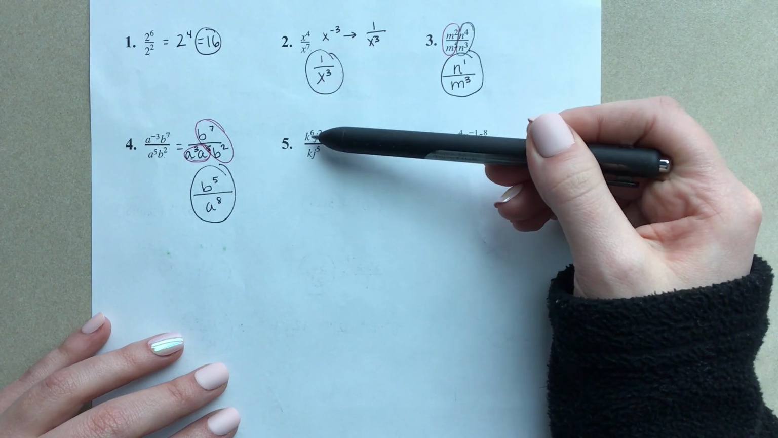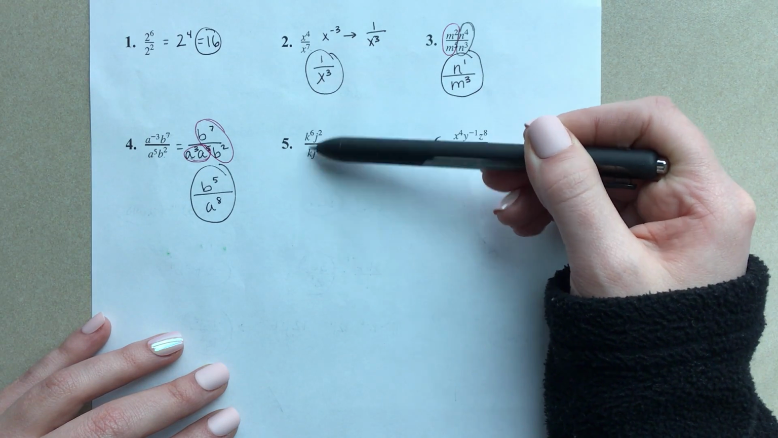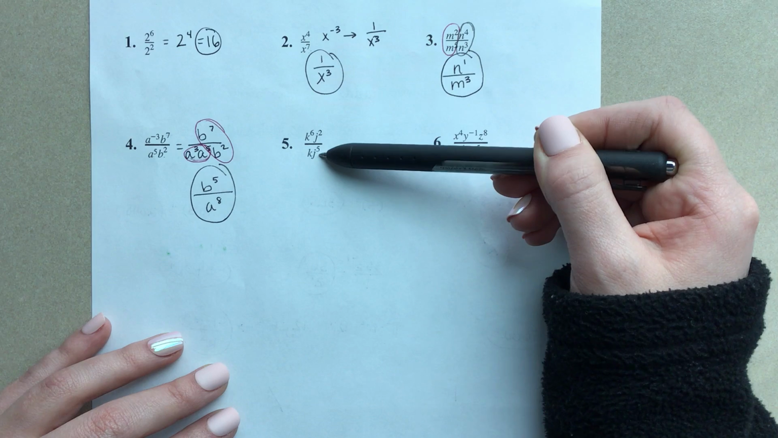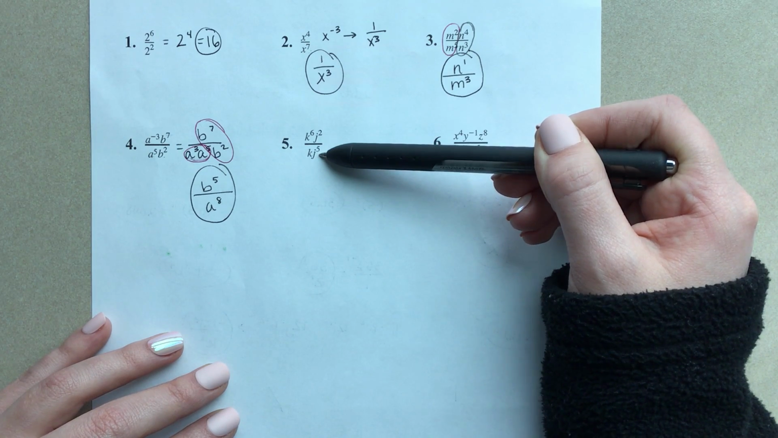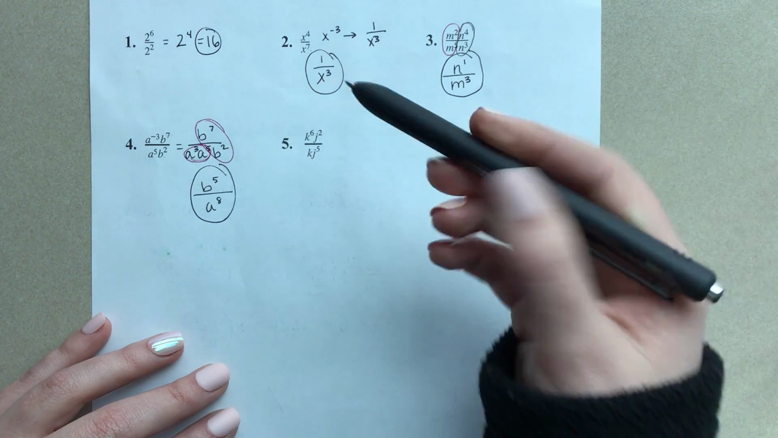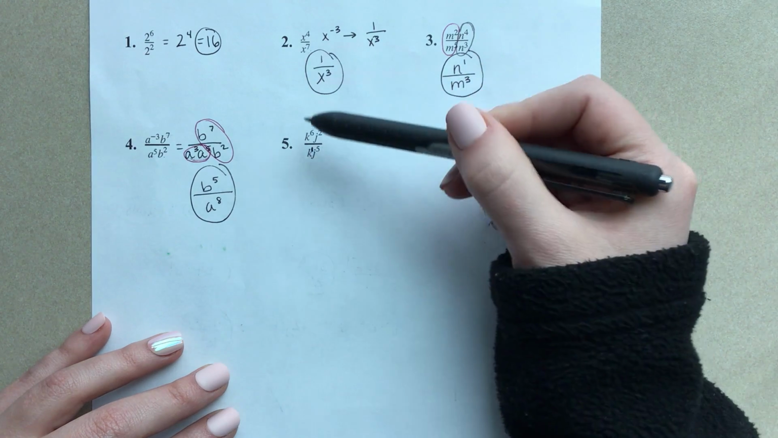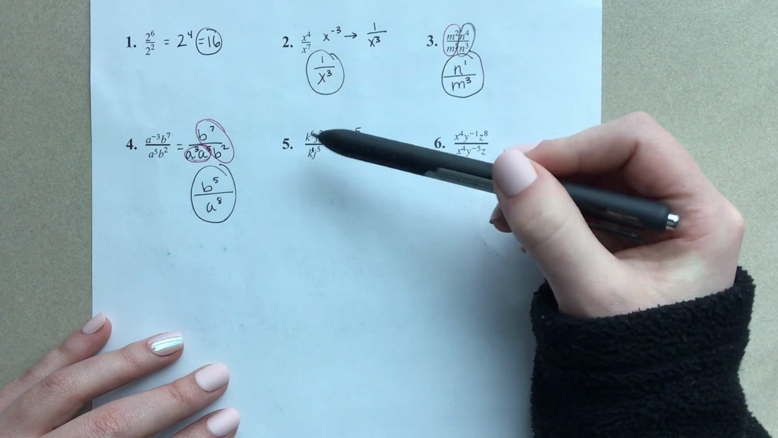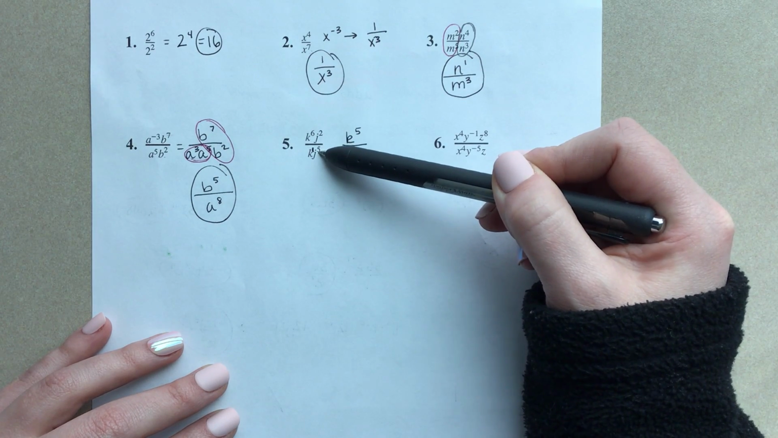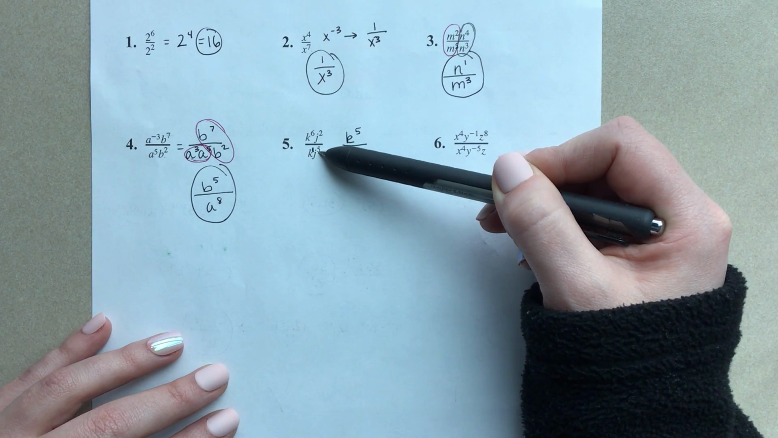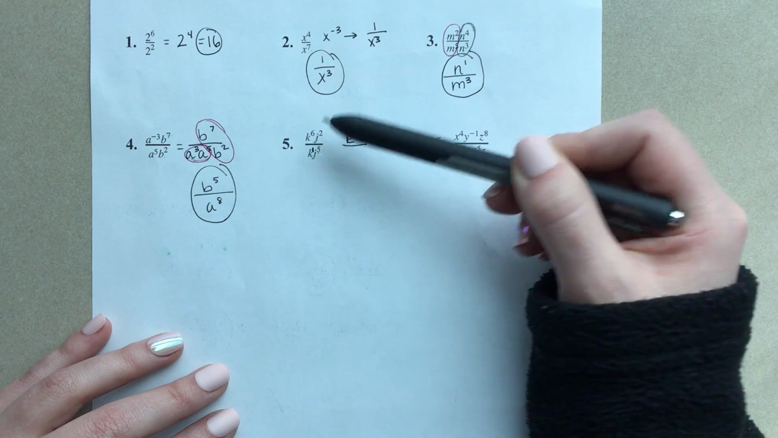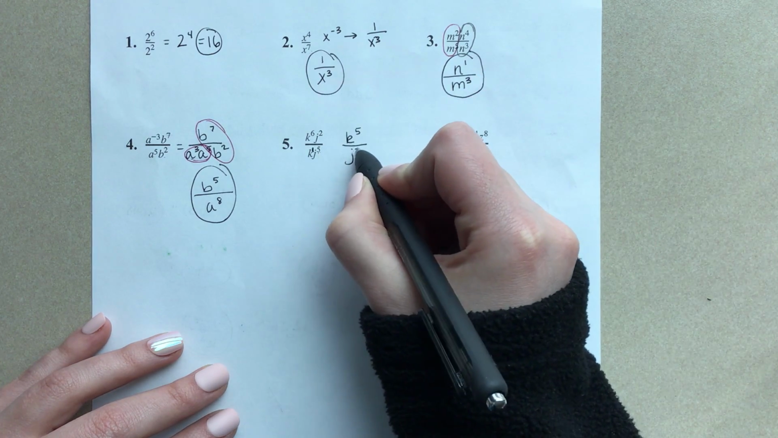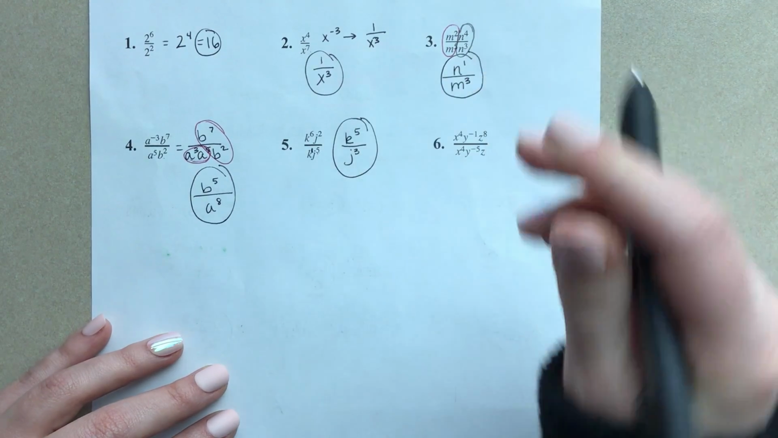Looking in this next example, I have k's and I have j's. Make sure you're lining your letters up. So k to the 6th over k, well, there's an invisible 1 on that k. So 6 minus 1 is 5, so I have k to the 5th up top. And then for my j's, 5 is the larger exponent down here. So I want to have 5 minus 2, which is 3, or j to the 3rd in the bottom.